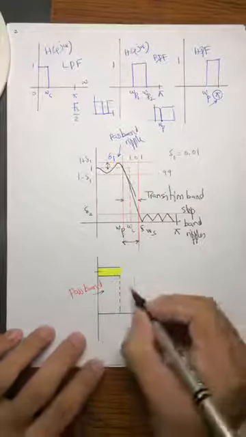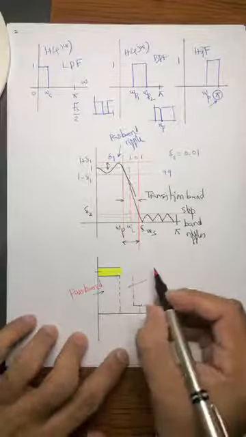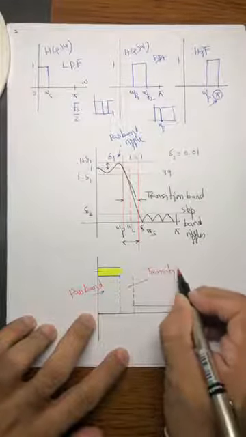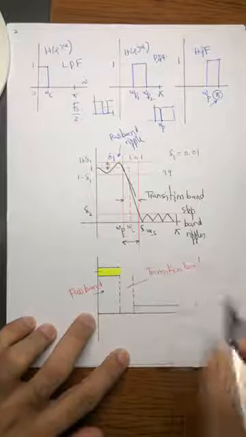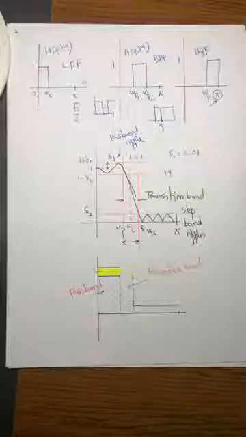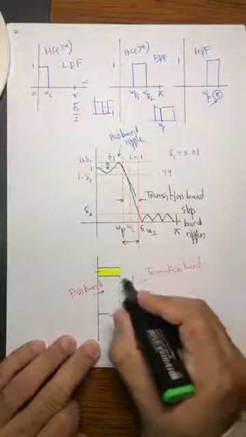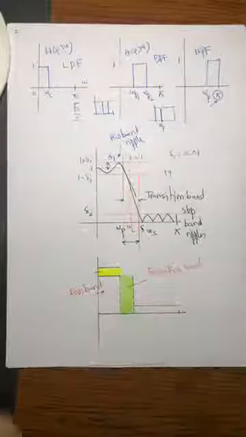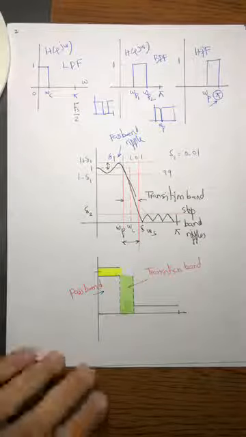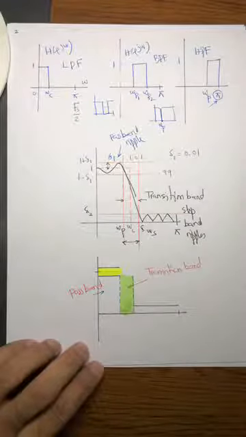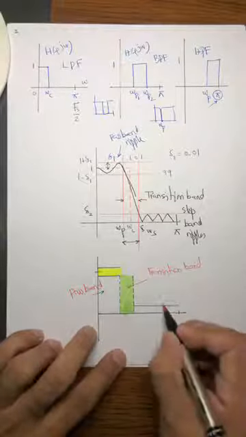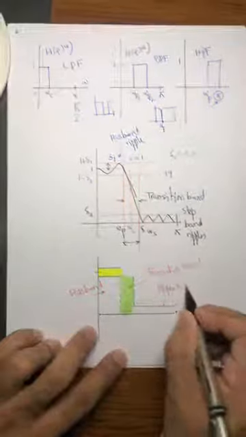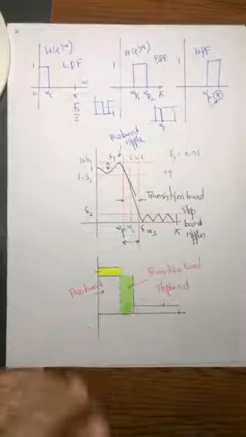Then this is called the transition band. You let the frequency response live anywhere here, not any other place but here. So this is the transition band. And the third one, which is here, where we don't want the frequencies to pass, is called the stop band.